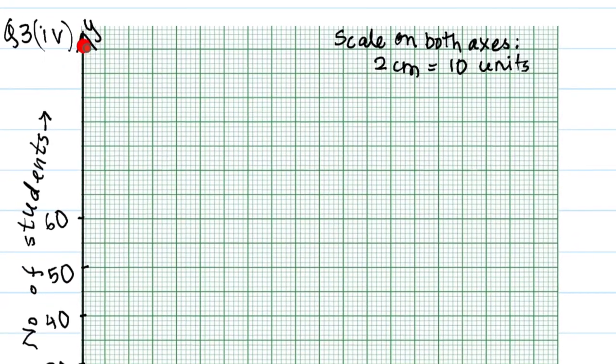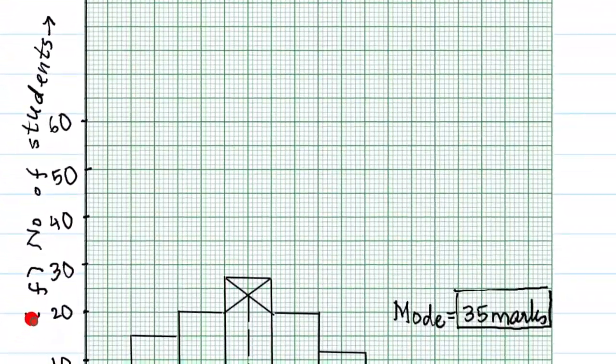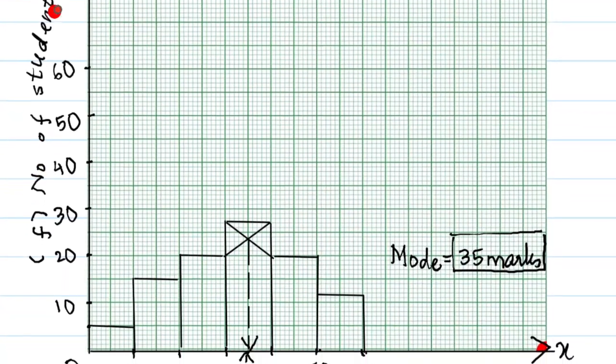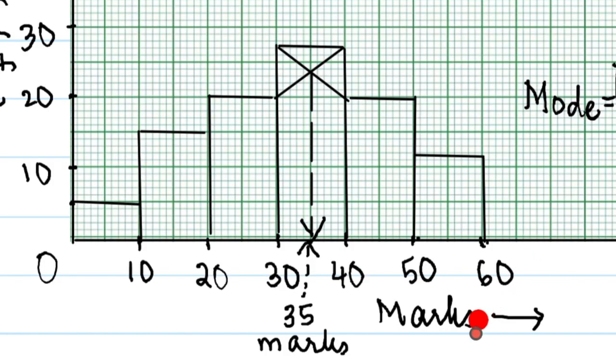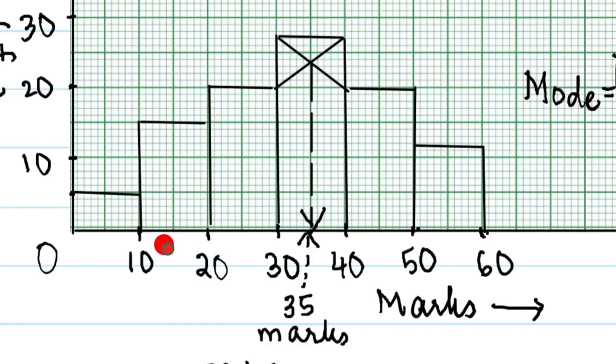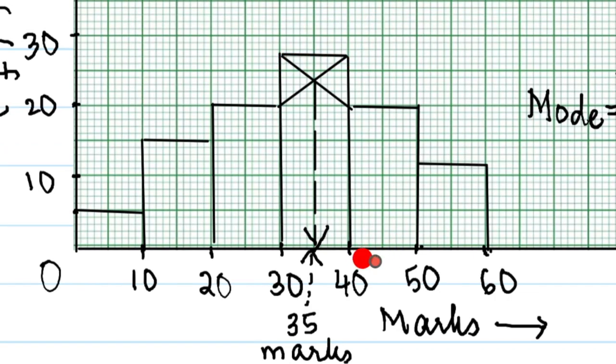Okay, so we write here y-axis, we write here frequency, that is the number of students, and then we write here marks, and then we have 10 to 20, 20 to 30, 30 to 40, like so. 0 to 10, we have 5 as the frequency. Then 10 to 20, it was 15, 20 to 30 was 20, 30 to 40 is 28, and 40 to 50 is 20, and here 50 to 60 is 12.